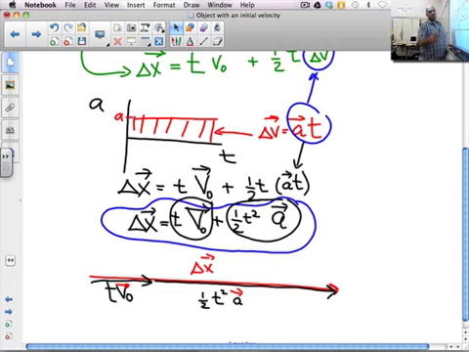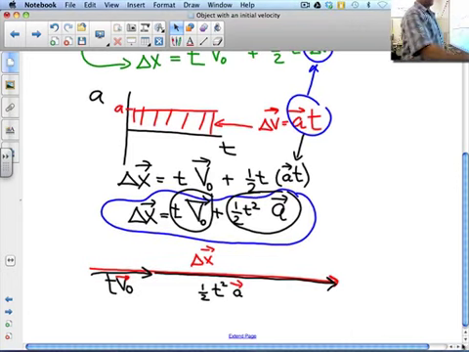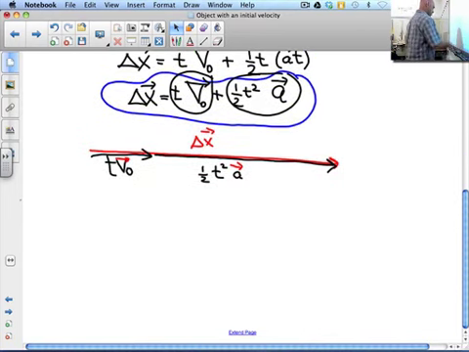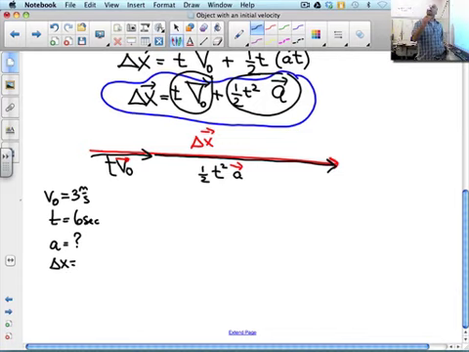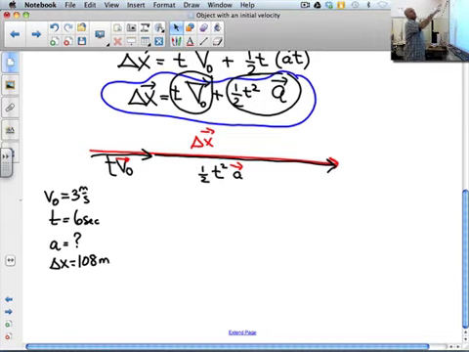Okay? Now you can see how we would solve this problem. No, you probably can't see yet. Well, the problem becomes very simple. You see, you knew that V naught in this problem was 3 meters per second. You knew that T was 6 seconds. You did not know A, right? You knew delta X, though. Delta X was, I don't know, 108 meters, right? So, using this vector relationship, you can solve this so simply.